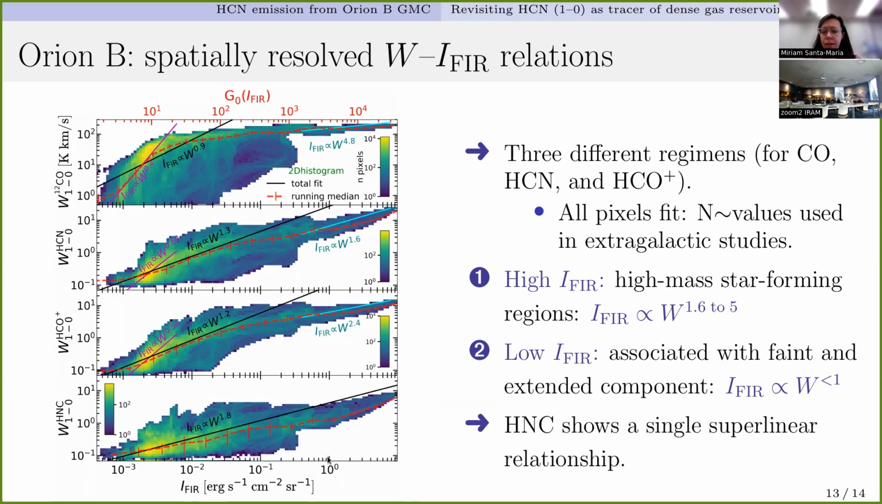However, to finish here, the HCN histogram that is down here, we can fit all the histogram with a single relationship that is super linear, and according to other parts of the project that we've done, this is a good tracer of the dense gas and the star forming gas in Orion B. And I stop here. Sorry for not being on time.